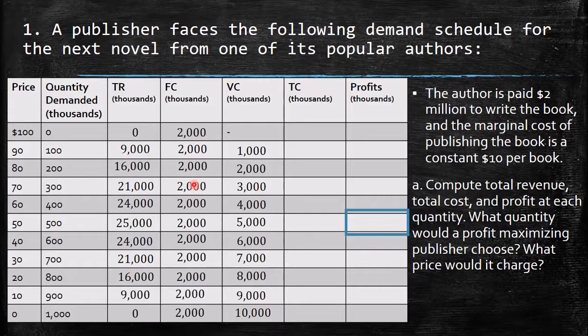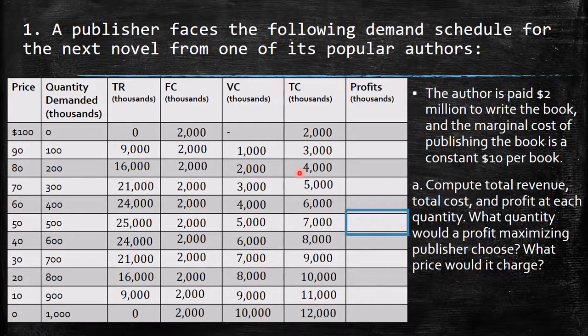So you already have the variable cost and the fixed cost. Naturally, if you sum them, you will have at the end of the day the total cost. So it's going to be 2,000 plus 0 is 2,000, 2,000 plus 1,000 is 3,000, and so on and so forth.